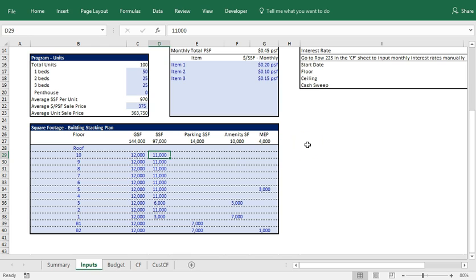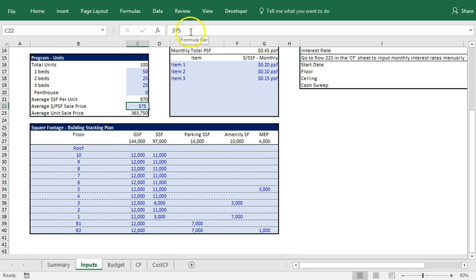So either you're working with an architect, or you're doing this as an exercise, you will fill out the stacking plan in order to get a good idea of what is involved in building this building, what the square footage looks like floor by floor, and it will sum up all the square footage at the top here. So you have your sellable square footage, which with that number, along with your total units, gets divided, and you get your average sellable square foot per unit.